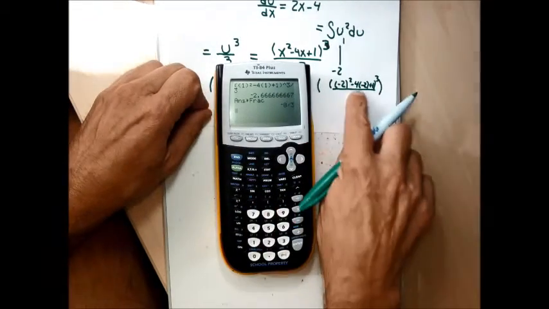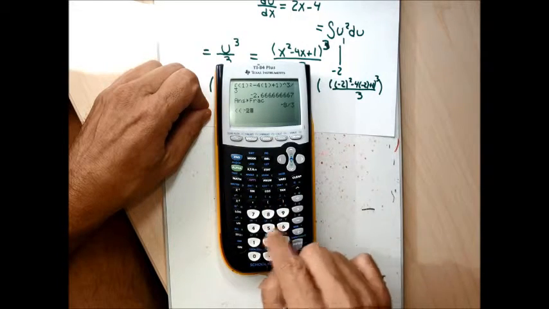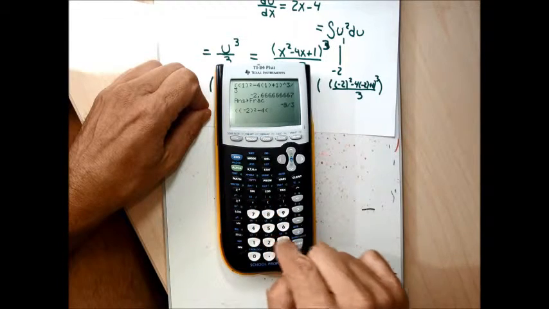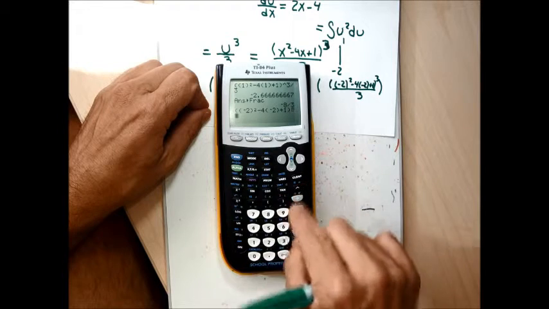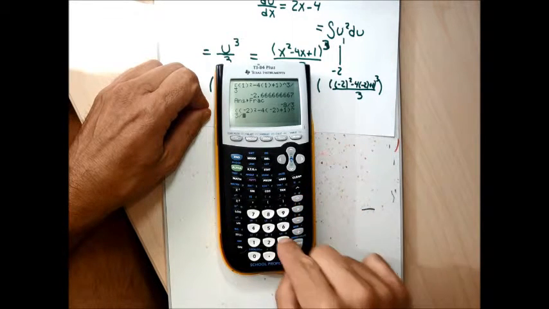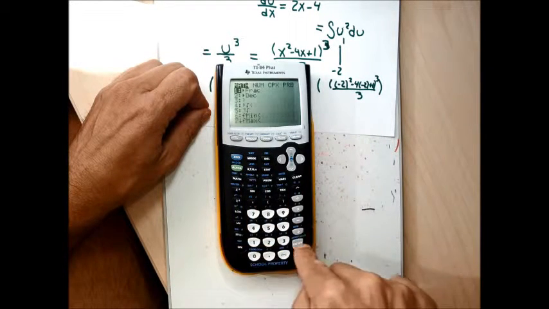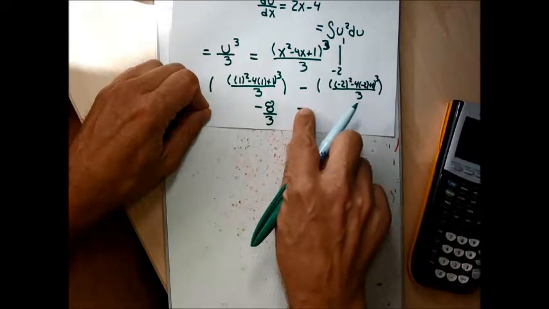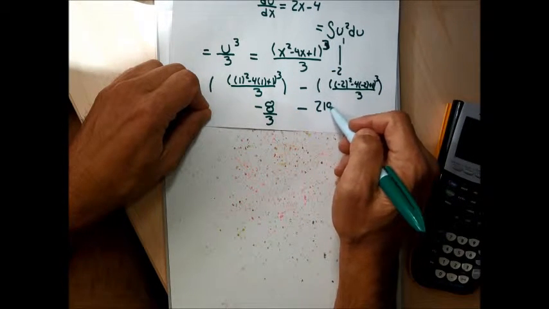For the right side, I'm going to go parentheses, and then parentheses negative 2 squared minus 4 parentheses negative 2 plus 1 parentheses up arrow 3 divided by 3. And that gives me that big number. And I'm going to math enter on it. That gives me 2197 over 3. I'm going to bring down this minus sign, which I already did, and this whole quantity is going to be 2197 over 3.